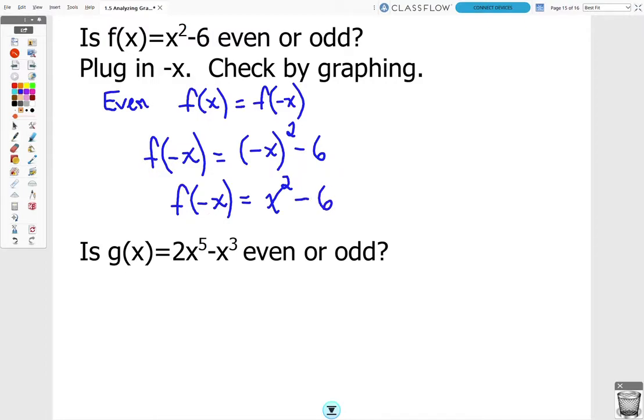Look at f of negative x. Is that the same as f of x? And because it is, in this case, f of x is equal to f of negative x. This makes this function even.